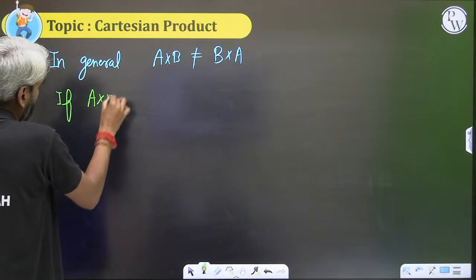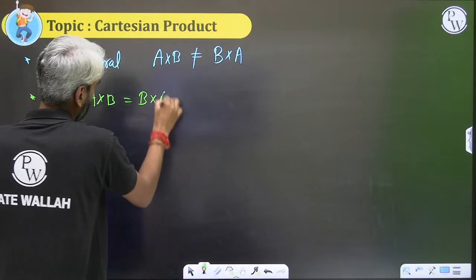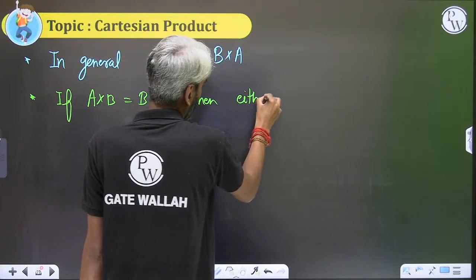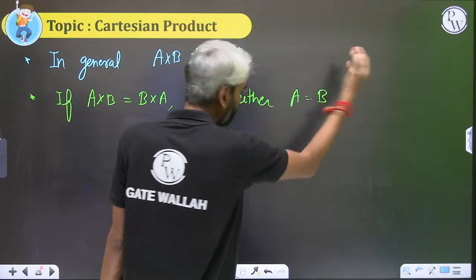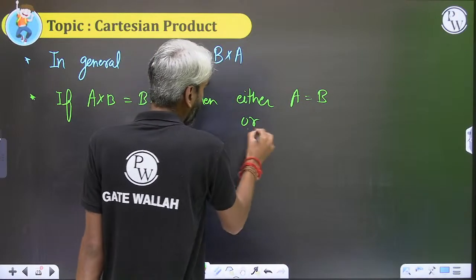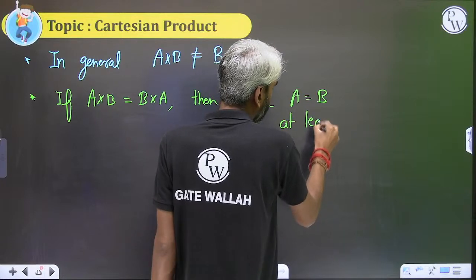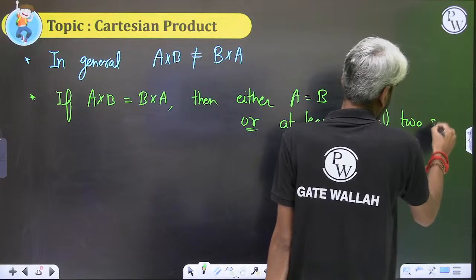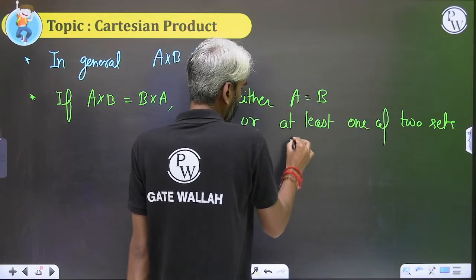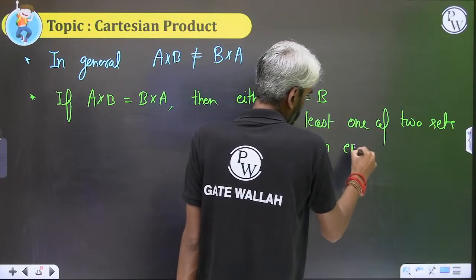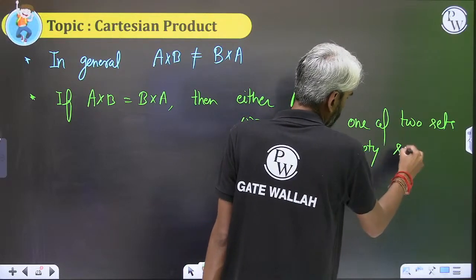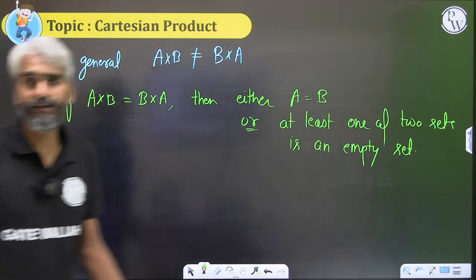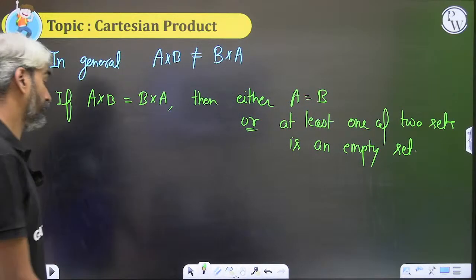A cross B is equal to B cross A, then either A is equal to B, or at least one of the two sets is an empty set. One of these two sets, A or B, will be an empty set. Clear? Anyway, next thing.